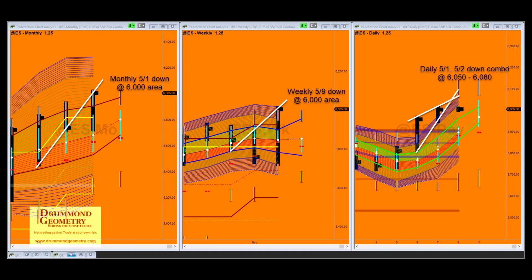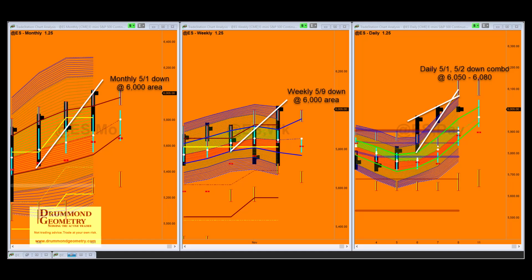To summarize: yearly 5-9 down, quarterly 5-2 down, monthly 5-1 down, weekly 5-9 down, and tomorrow's area is a 5-1, 5-2 combination on the daily chart. All this is taking place within about 100 points on the S&P 500. So we're in that area right now.